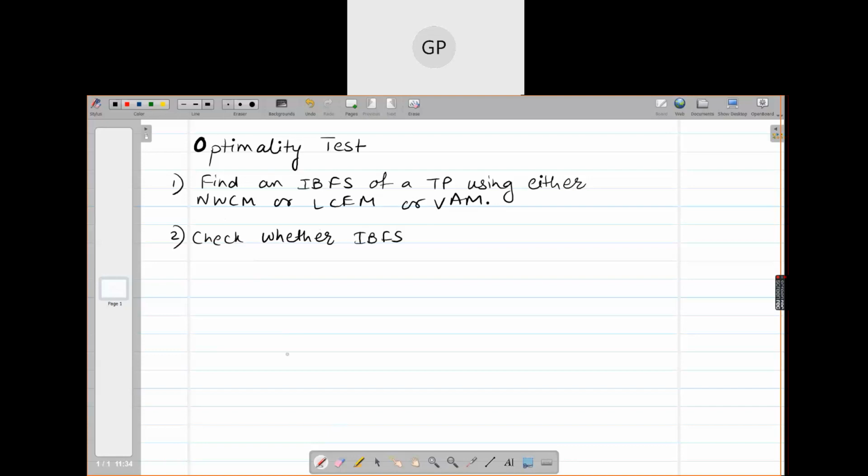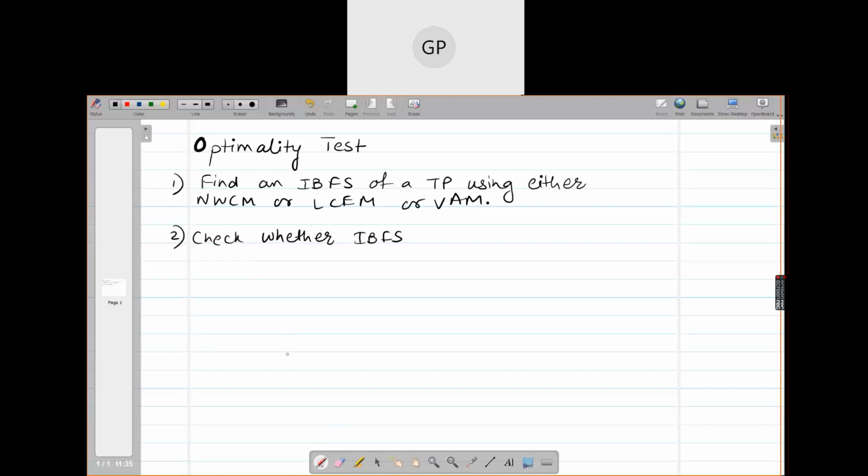Yes, today we are going to see MODI, the modified distribution method. So I'm writing the steps in short. These are not particularly for MODI, but these are for any optimality test. This is the step-by-step procedure of obtaining an optimal solution of a TP. The first step is you have to find out IBFS using either of these three methods.